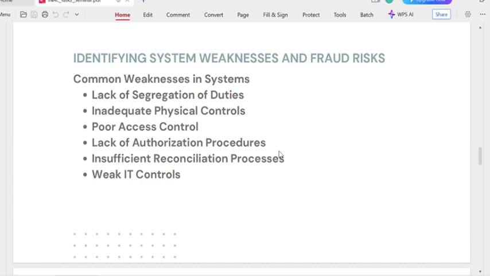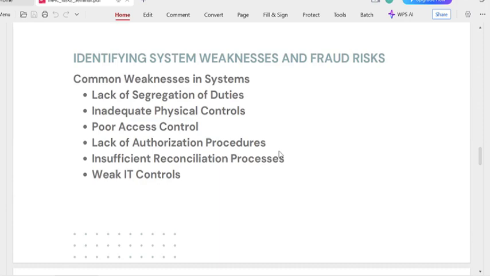So whenever you see the word cash, your alarm bells should be ringing. If you see lack of segregation of duties in any system, in the sales system, in procurement, in payables, in receivables, in the inventory system, in non-current assets, wherever you see lack of segregation of duties, it means this is a weakness of the system.